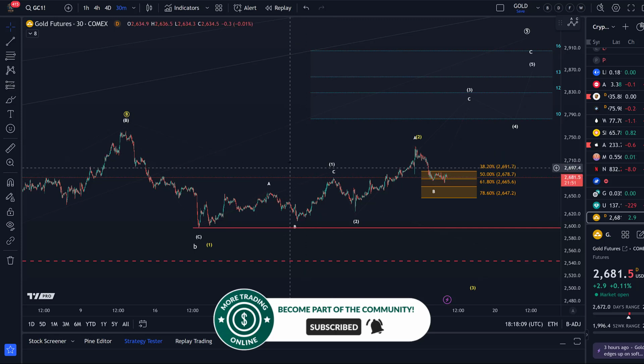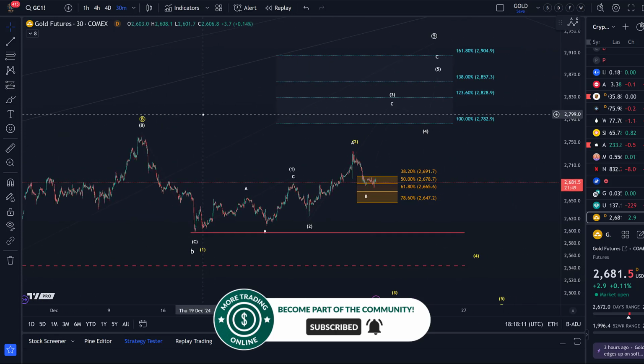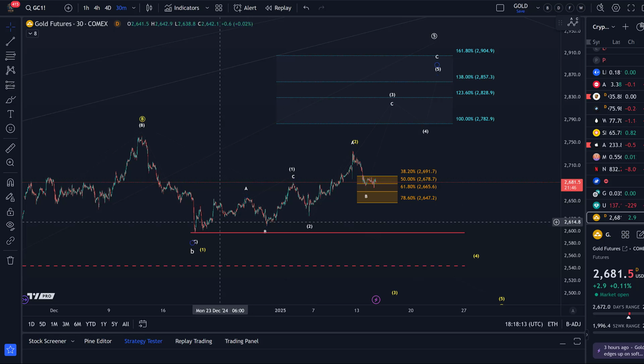At the moment, the problem is there are many ways how this could be counted, right? The corrective patterns in the subwaves, which essentially lead to this potential diagonal pattern that we're tracking, are definitely introducing complexity, okay? That's very important to understand. So you need to understand in which environment you're trading if you're trading this.